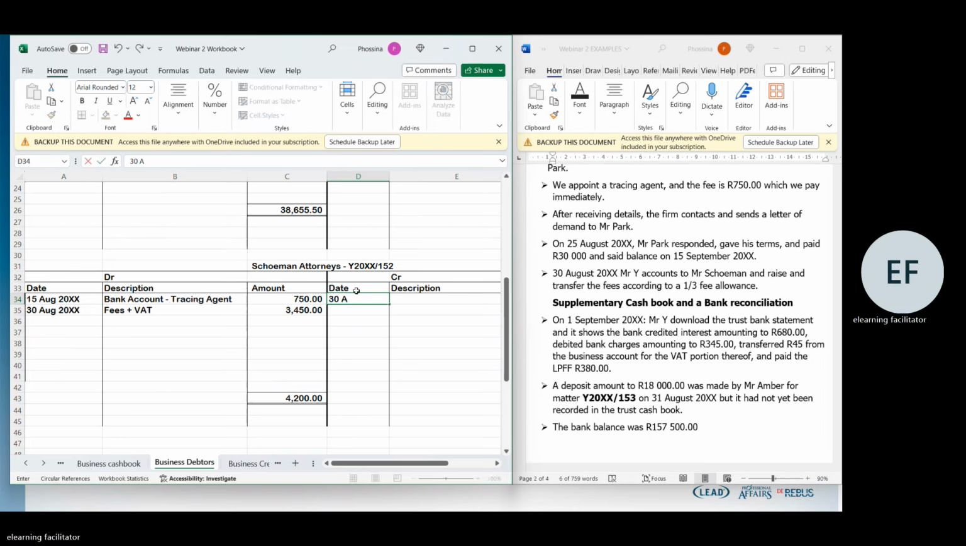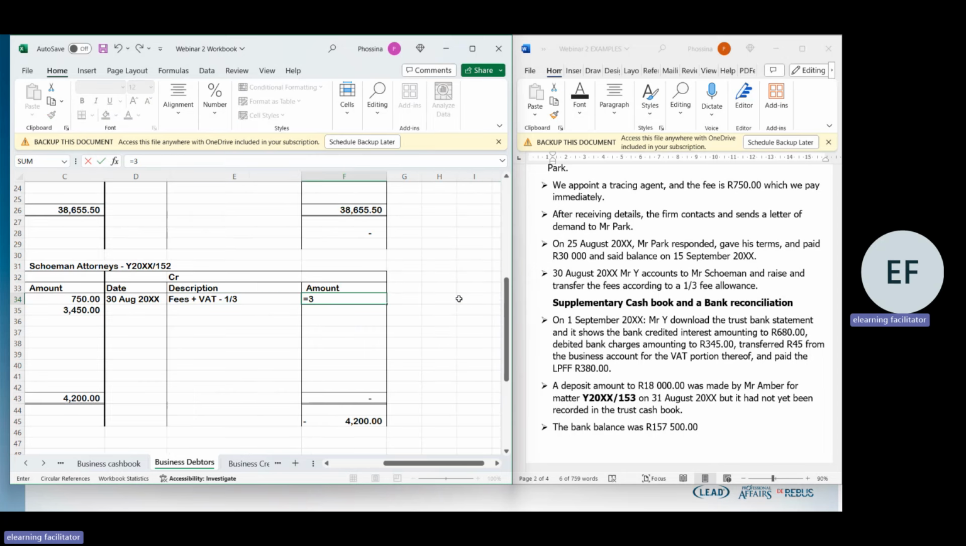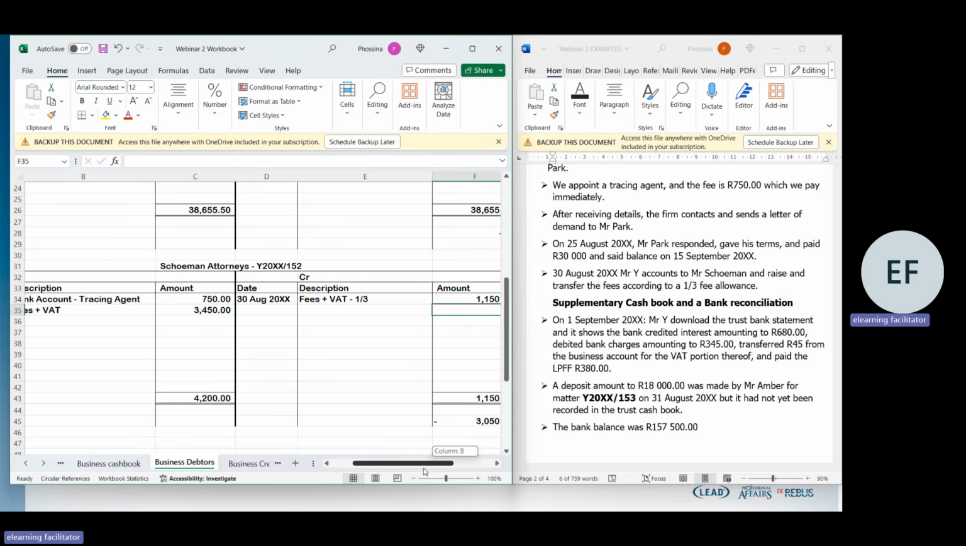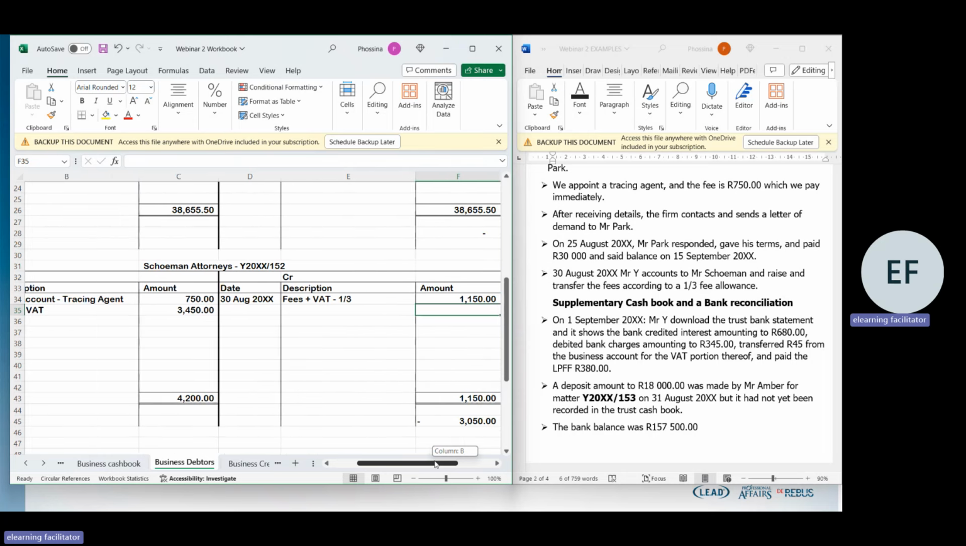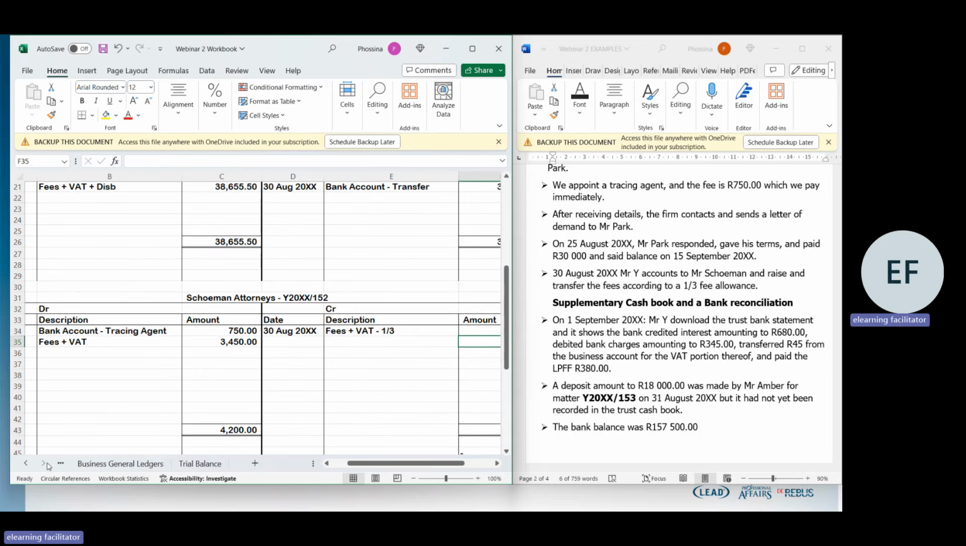30 August 20XX. So he's not going to pay us in full, as in he will retain. So fee plus VAT, and then this is the 1/3 that he's going to retain. How much? We've worked it out: 3,450 divided by 3. And then we record. We are now recording our fee plus VAT into our fee account. So where do we go? To our business general ledger.